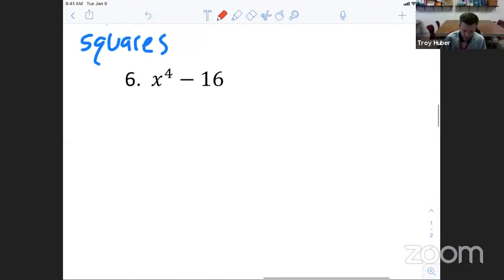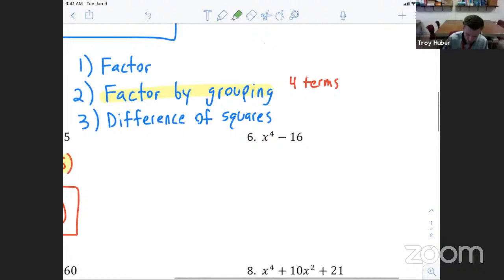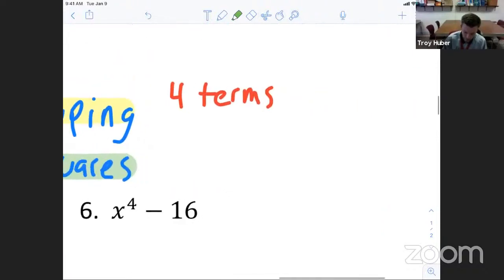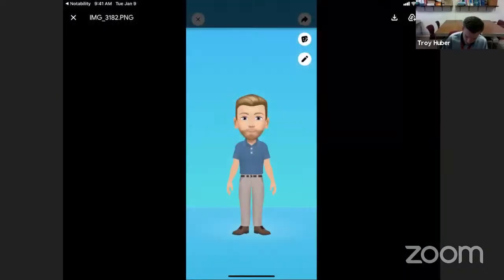Okay, let's look at number 6. Number 6, remember, we always start by looking how many terms does it have. This one has 2 terms. Okay, not only just 2 terms, but also subtraction. All right, whenever we have 2 terms with subtraction, we are thinking difference of squares. All right, so let's write that in there as well.